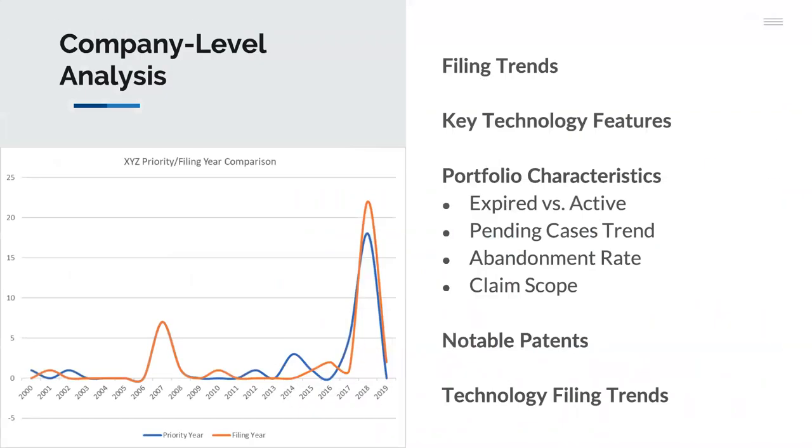So there we were talking about landscape type analysis. You can also then use the data to do more of a company level analysis. Here you organize the information per company. And this type of analysis really helps in trying to gain insight into a company's filing trend. For example, in this graph that's shown here, you see that this particular company had a significant increase in their filings recently. So this may indicate that the company is focusing more resources on the target technology space in recent years.